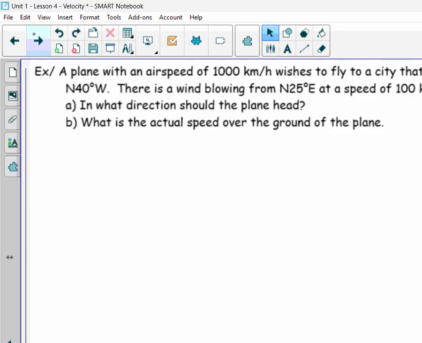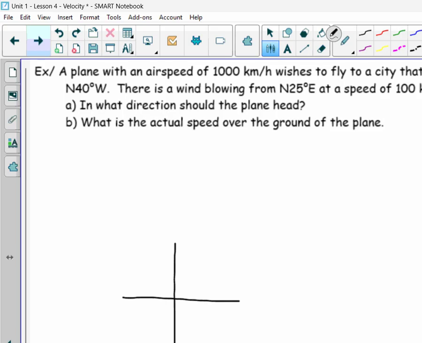All right. A plane with an airspeed of 1,000 kilometers an hour wishes to fly to a city that has a bearing of north 40 west. Okay, in my compass, I've got a city that's north 40 towards the west. So this is where my city is. There is a wind blowing from north 25 east.